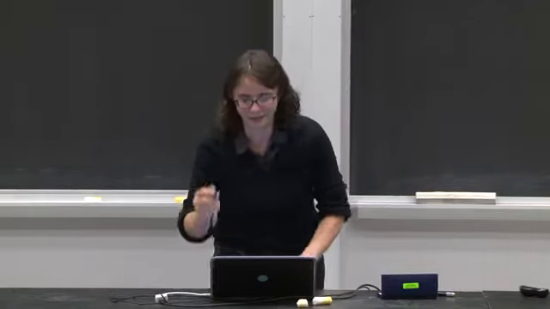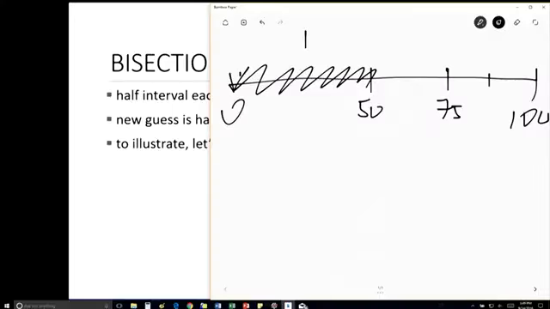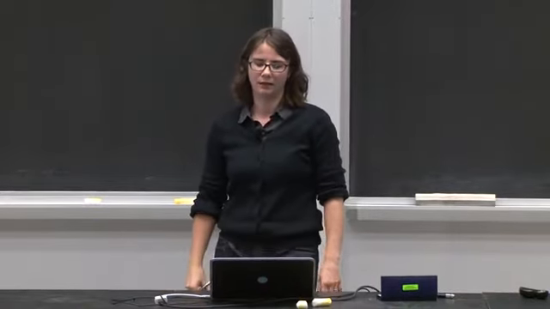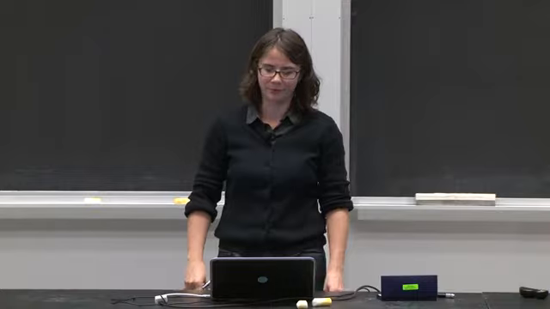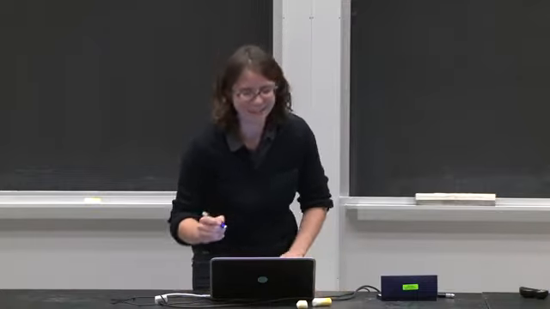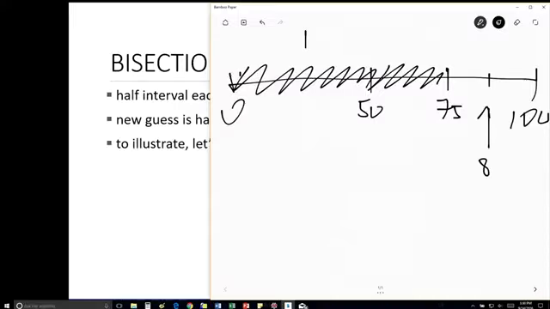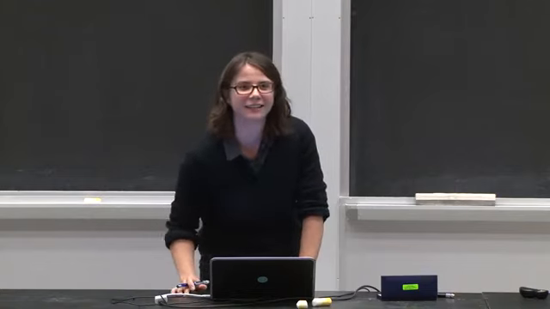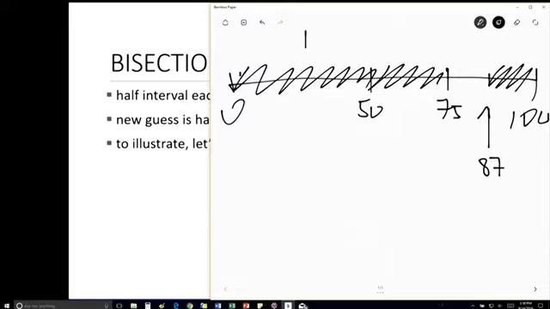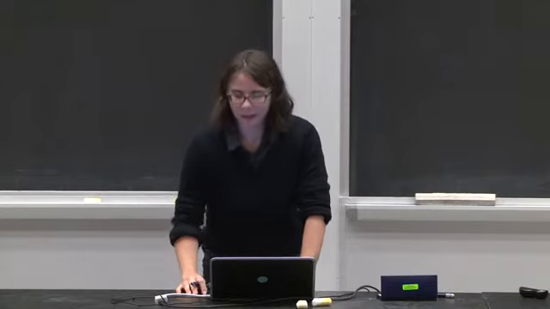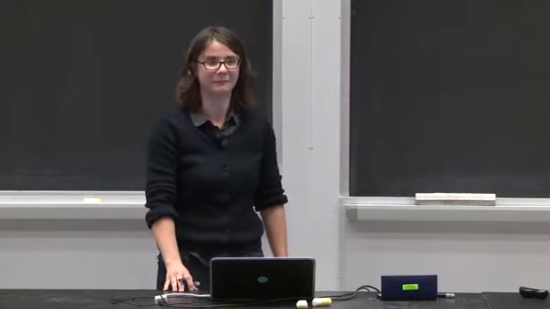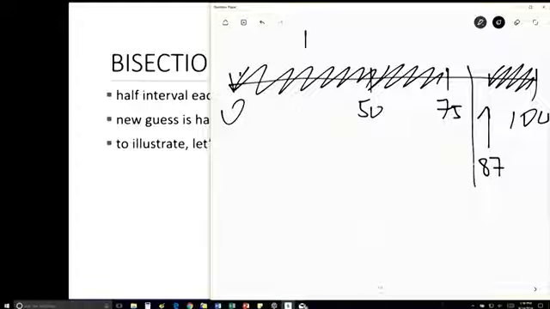Is your number 75? OK. Lower, is your number lower or higher? Higher. OK, so since it's higher, I'm eliminating this half here. Is your number between 75 and 100? Oh boy, you're putting me on the spot. 87, thank you. 87. Higher or lower? Lower. OK. So since it's lower, I'm eliminating that half. Is your number 81? Higher or lower? OK. So she said lower, so I'm eliminating that half.